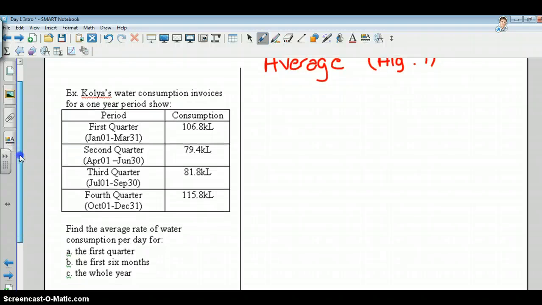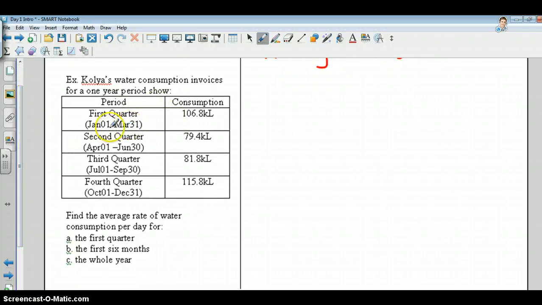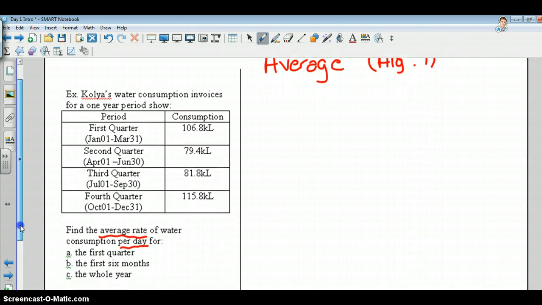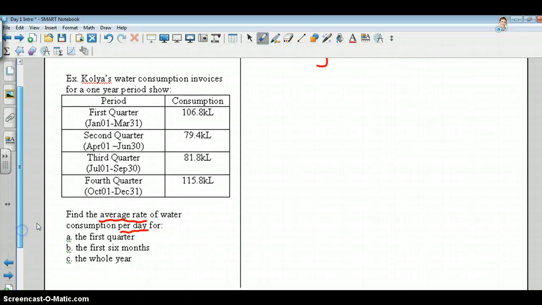Okay, here we go. Over a 1-year period, in the first 3 months, water consumption was here. The second quarter, the next 3 months, was here. Third quarter was here, and the fourth quarter was here. The directions are asking us to find an average rate of water consumption per day for the first quarter. What would you do? So take a second if you need a pause. Try these, because I'm going to ask you guys to try these and bring your answers to class.